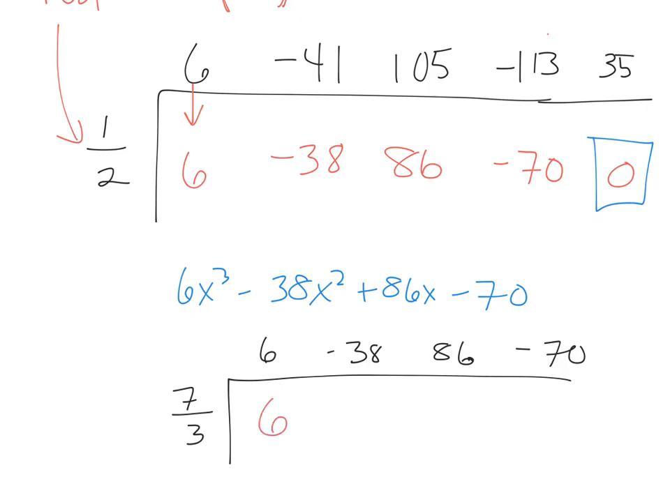7/3 of 6. I'm just going to tell you what they are. 7/3 of 6. Well, you can do 6 over 3, which gives us 2. That'll be 14. 14 and -38 is -24. You know how I'm doing thirds, by the way? You make it easier. Actually, let me show this.